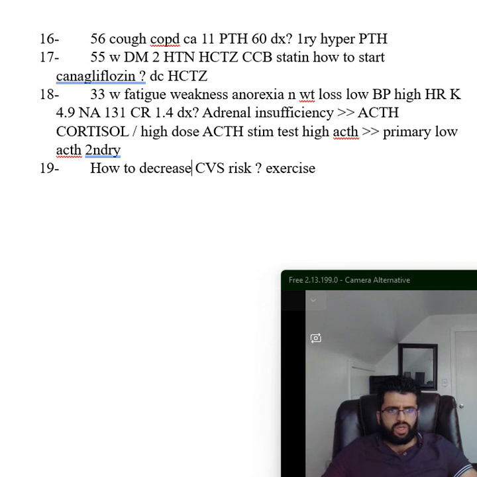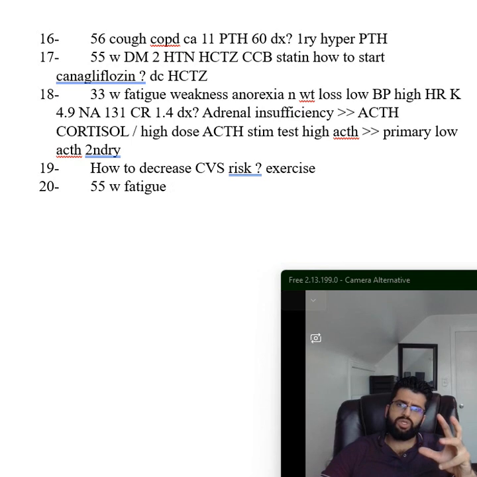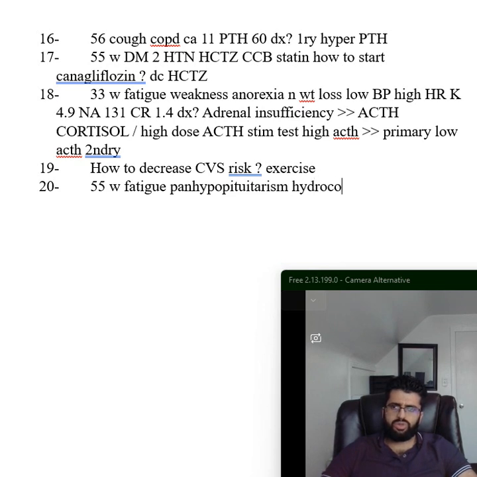Okay. Now, you have this patient, a 55-year-old woman who came in with fatigue and developed panhypopituitarism after resection of a large non-functional pituitary tumor. So she developed panhypopituitarism. Okay. So she was put on hydrocortisone and levothyroxine, right?